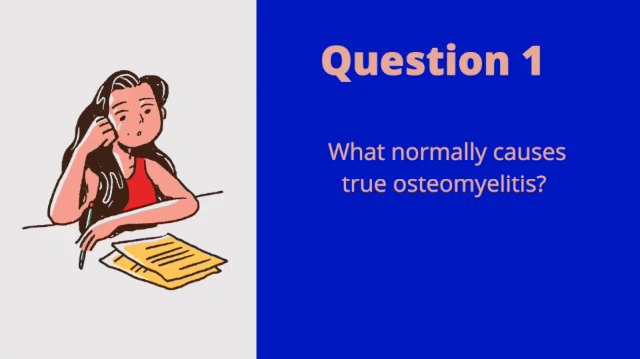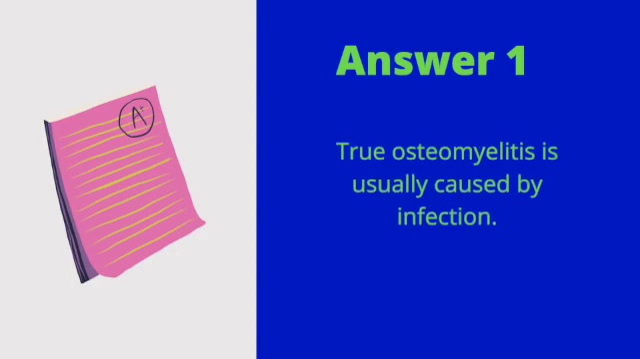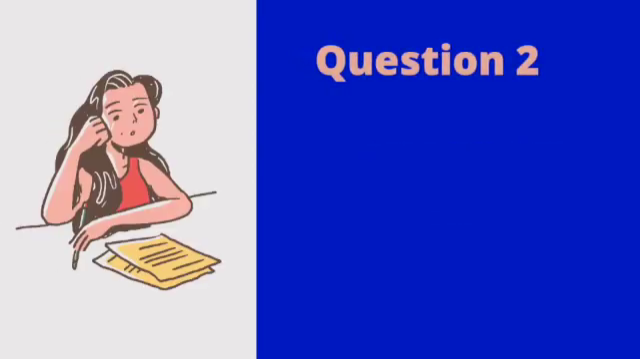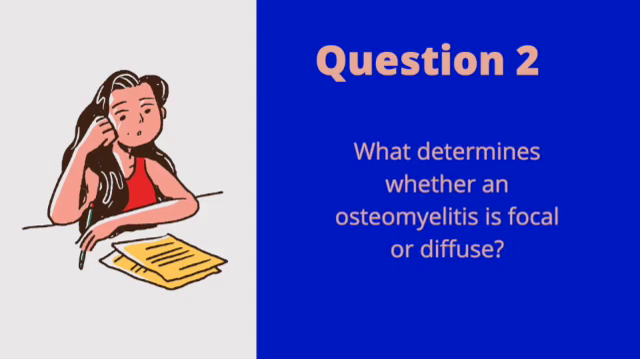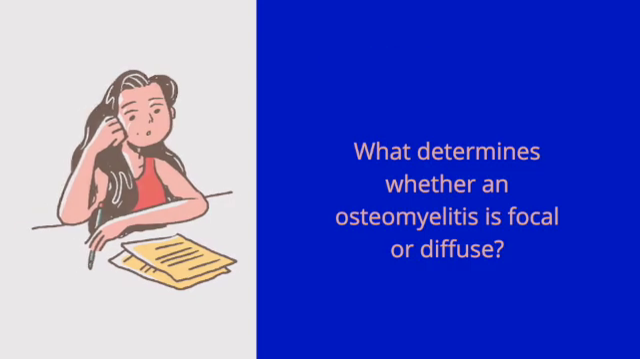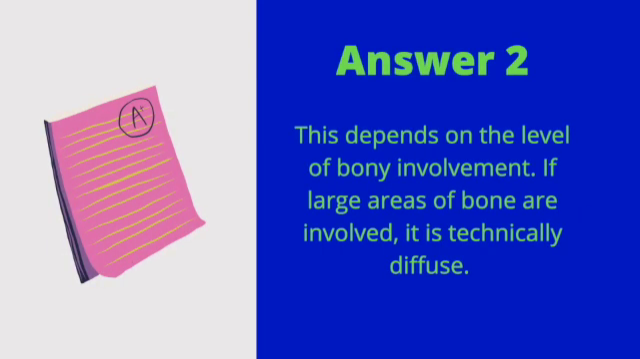Question 1. What normally causes true osteomyelitis? True osteomyelitis is usually caused by infection. Question 2. What determines whether an osteomyelitis is focal or diffuse? This depends on the level of bony involvement. If there are large areas of bone involved, it is technically diffuse.